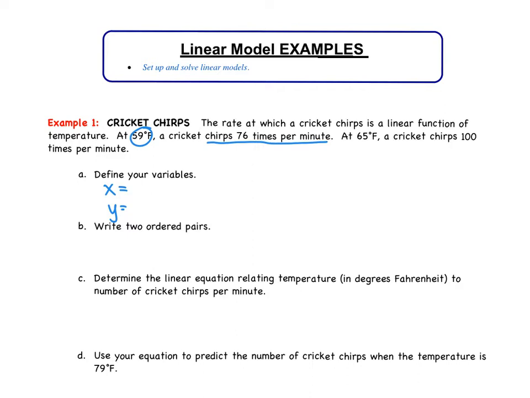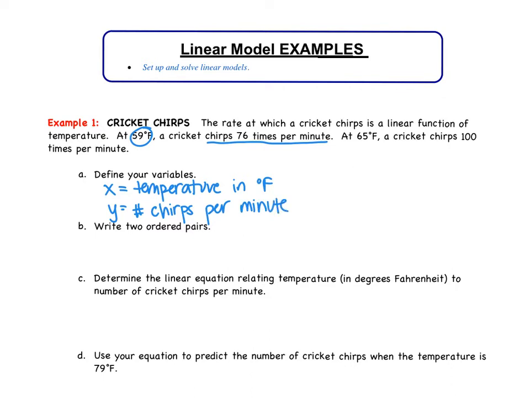Well, a cricket doesn't affect the temperature. The temperature affects the cricket. So X, the independent variable, is going to be the temperature, specifically in degrees Fahrenheit. Y is the cricket chirps. Don't just write cricket though. What about the cricket? Y is going to be the number of chirps per minute.